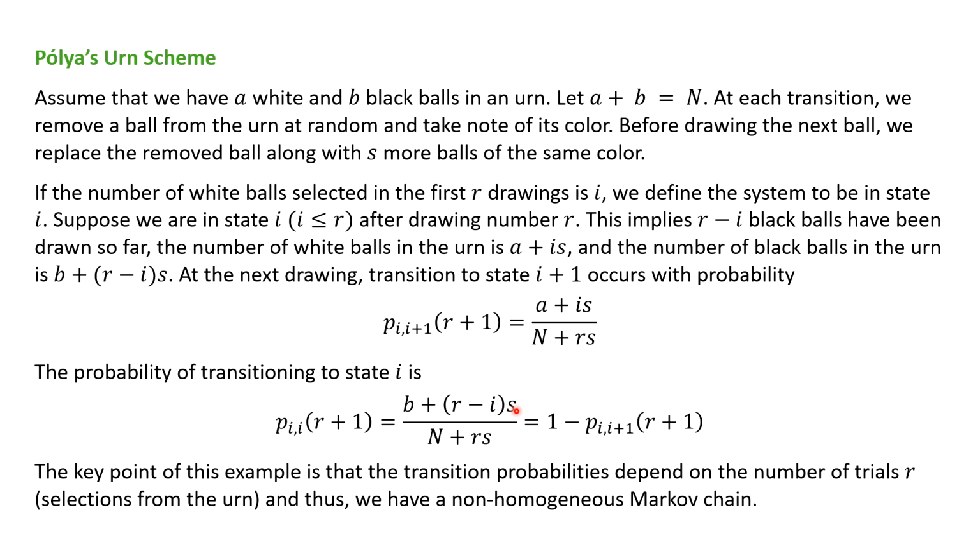So why did I do this? Well, so far we were looking at only time homogeneous Markov chains. This is not time homogeneous. You notice R is the number of trials, so these probabilities differ depending on how many trials you've had. And so it's not time homogeneous. It's classified as a non-homogeneous Markov chain.